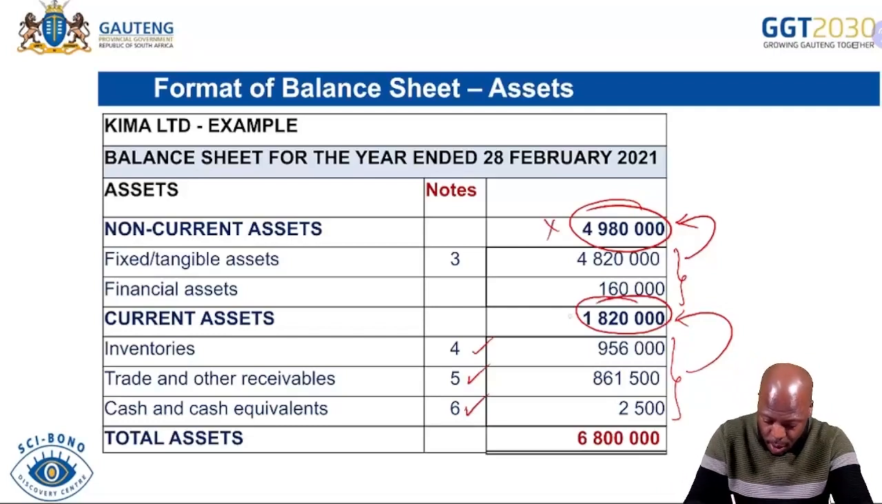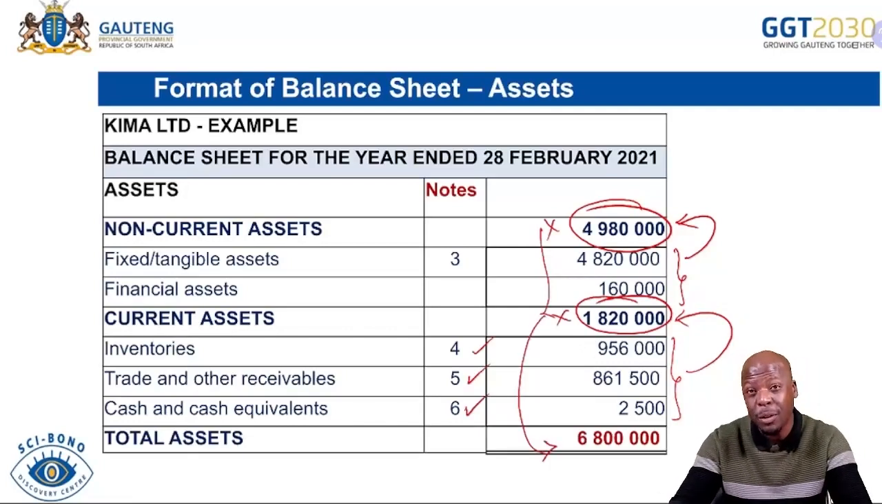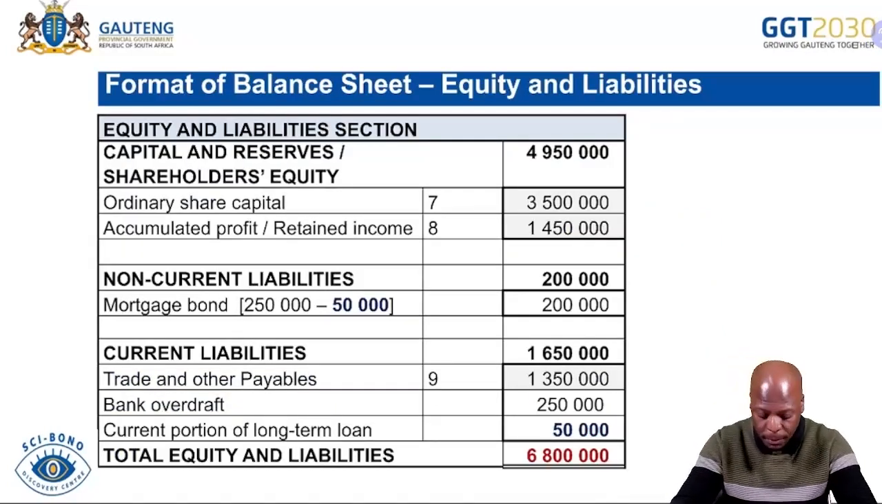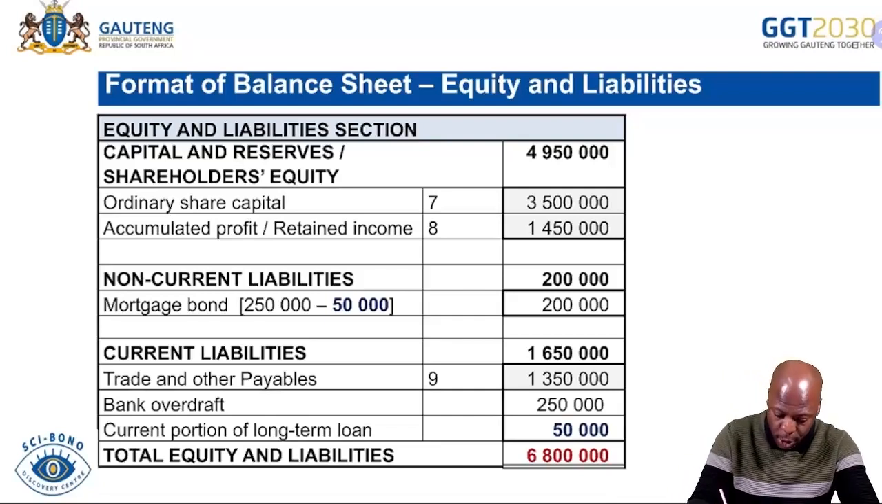These two, when you add them, give us the 6,800,000, which is your total assets. Total assets. I want you to come with me and look at the equity and liability section. As I said earlier, your equity, here's the total to give us that one. And this is very important.